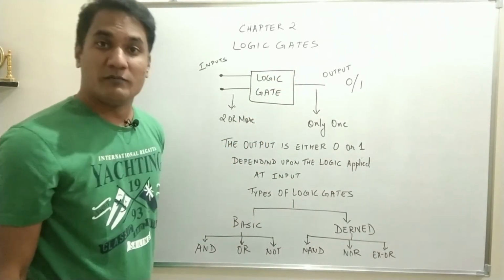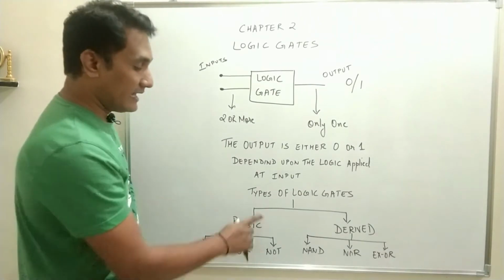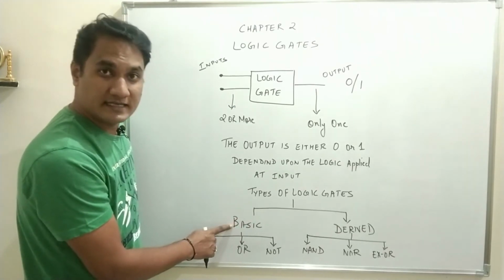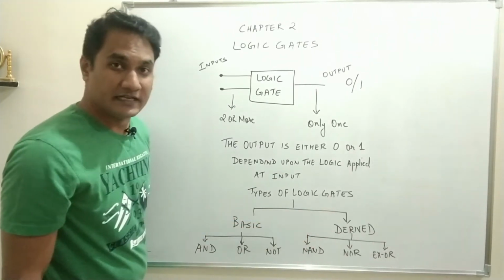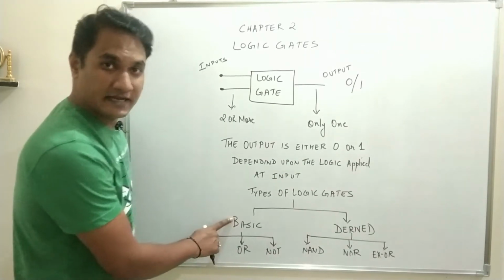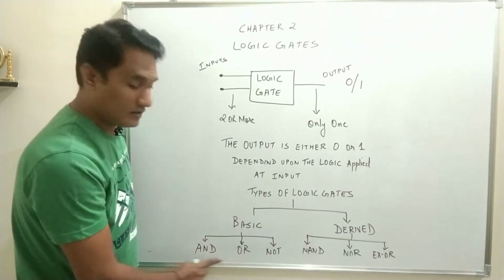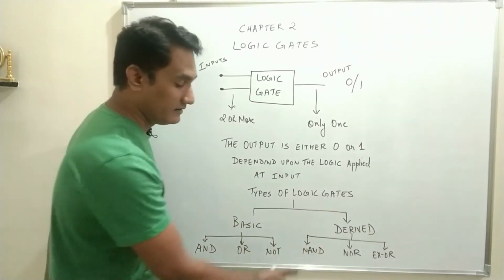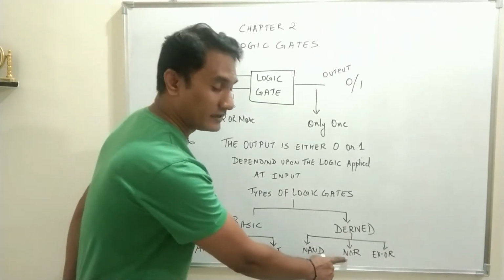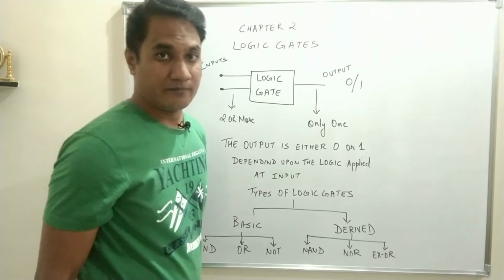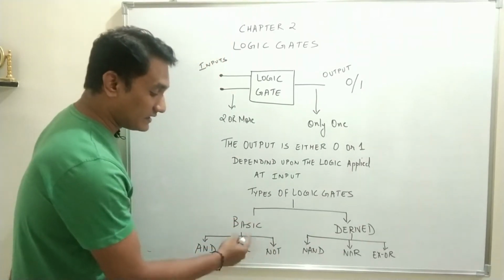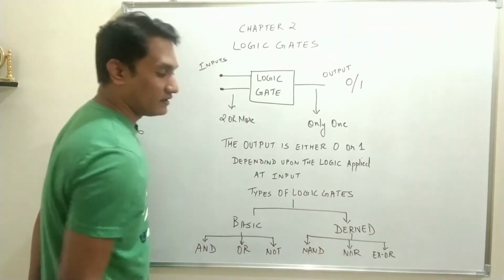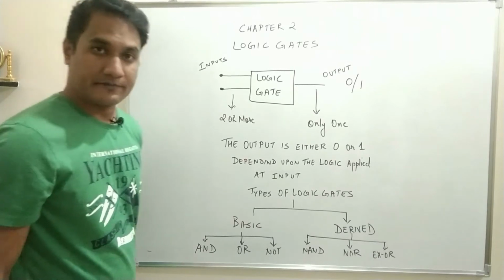The logic gates are further divided, we call it types of logic gates, into basic gates and derived gates. Under the heading of basic gates, we will study three gates: AND gate, OR gate, NOT gate. Whereas under the heading of derived gates, it will be NAND gate, NOR gate and exclusive OR gate. These are the fundamental gates, and using these gates we can design the derived gates: NAND, NOR and exclusive OR.